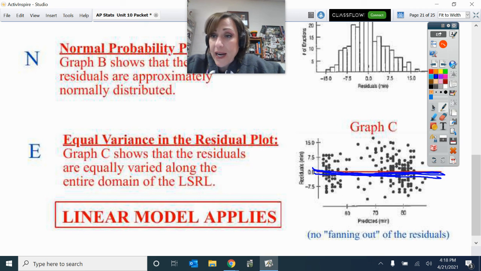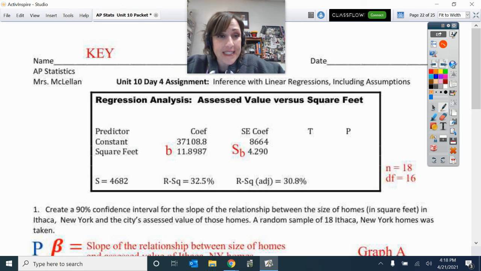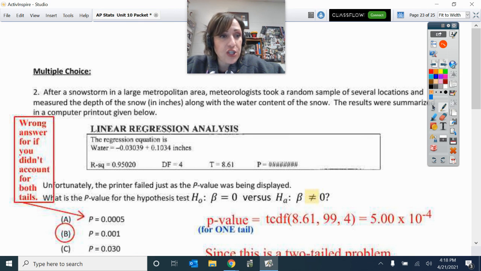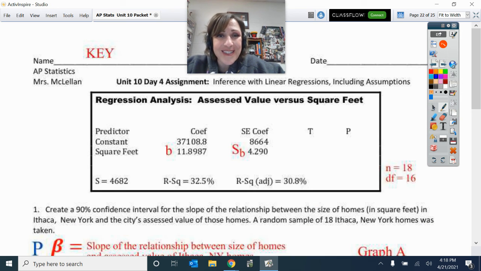So you're now going to practice that. I think I just have you practicing it once on the assignment, and then you do some additional problems besides that. Hopefully once is enough practice for you, because we aren't practicing it a ton, but you need to make sure you get that wording right. Okay, so good luck to you on your Day 4 assignment on the inference with linear regressions, including their assumptions.